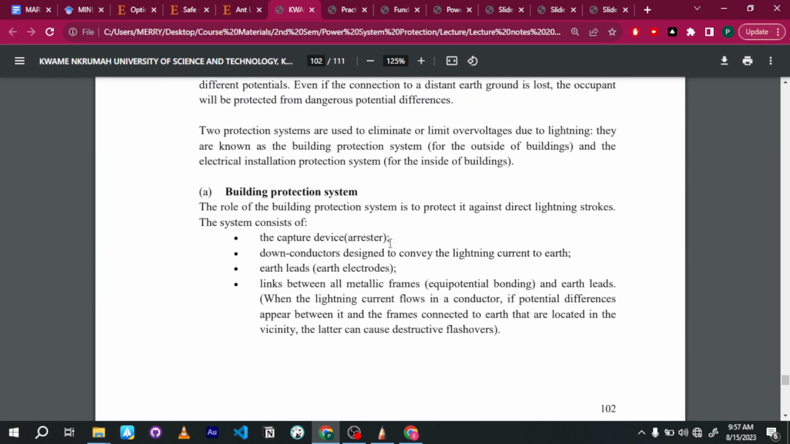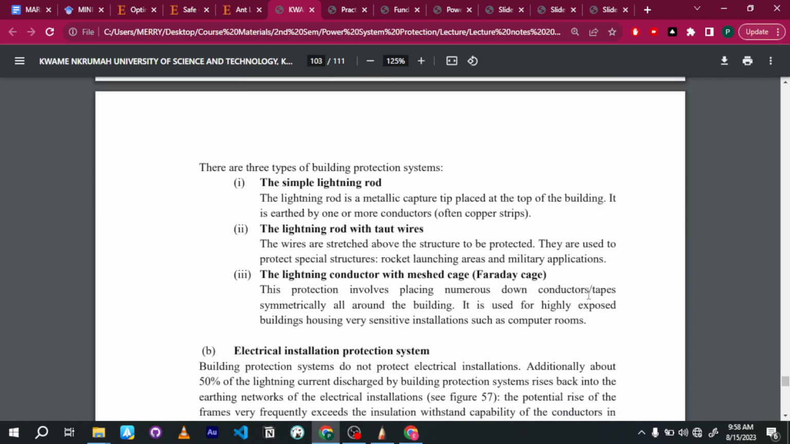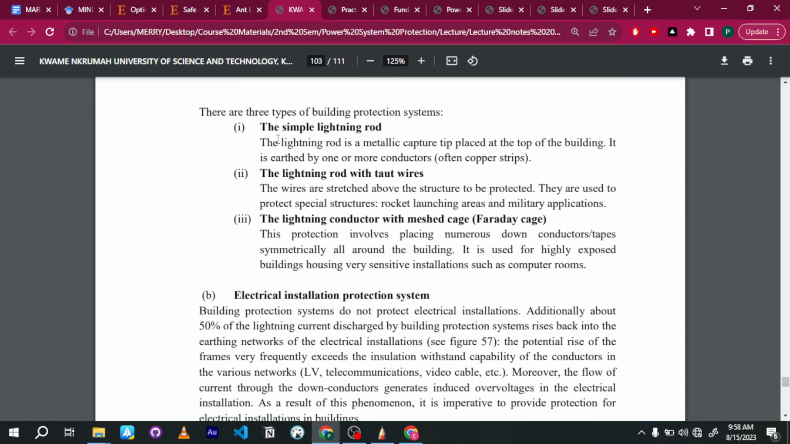So you have your arrestor, your lightning arrestor. You have conductors that are conveying the currents to the earth. Then you have earth leads, electrodes, and links between all metallic frames and then earth leads. So what happens is that you want a very high metallic device to capture lightning and then send it directly down to earth so that the building is not affected. You understand? Right? So there are three types of building protection system.